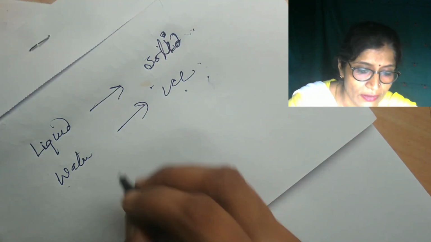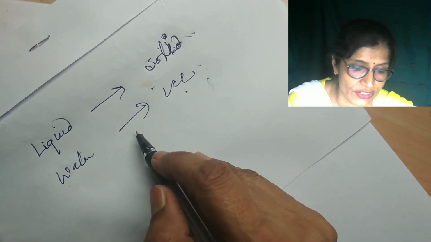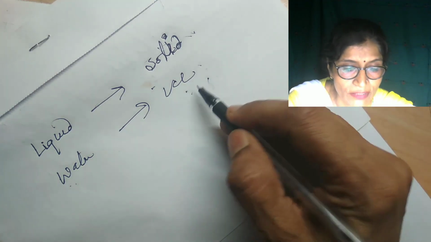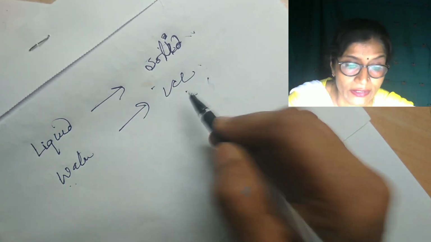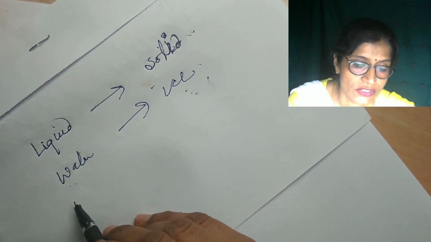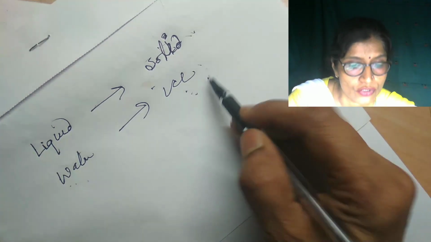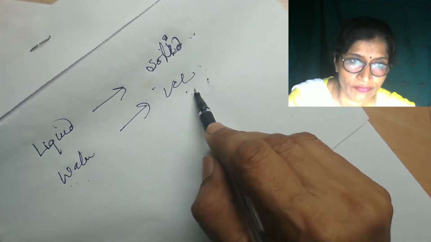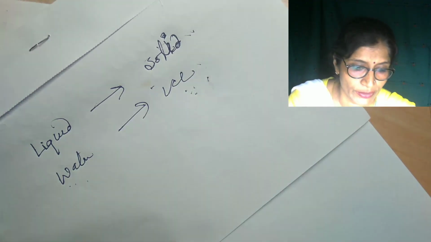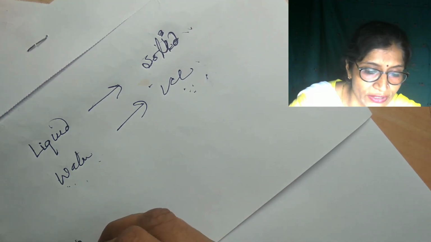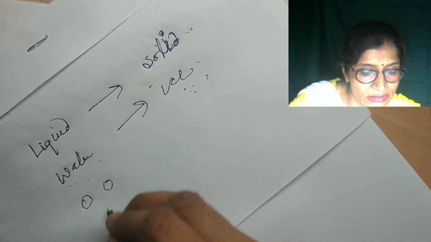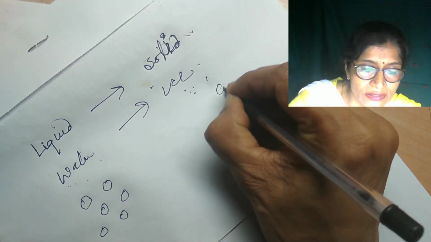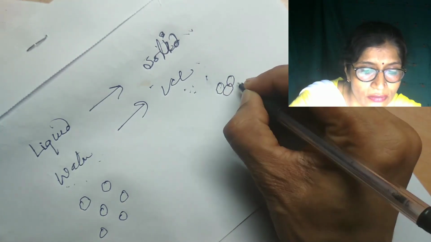So the fixed temperature at which the substance changes from liquid state to solid state is known as the freezing point or solidification point, and the process in which the substance changes from liquid state to solid state at a particular temperature is known as freezing. This also can be explained with the help of kinetic theory. In water, which is in the liquid state, the particles are a little bit far apart, and in the solid state the particles are very close to each other.